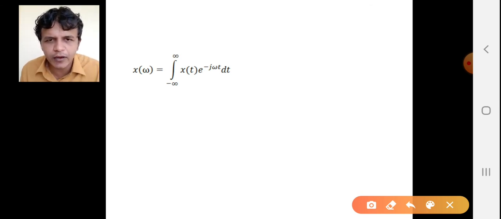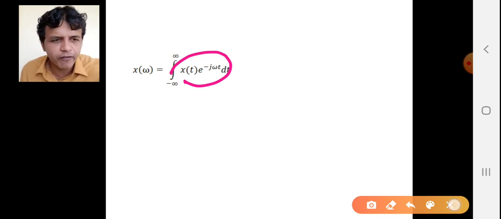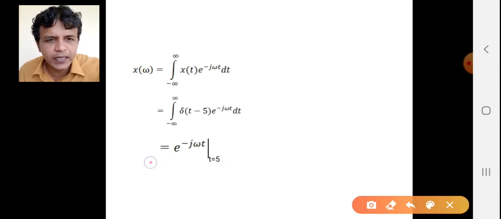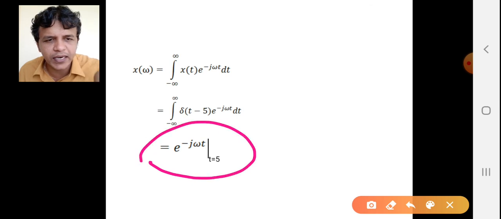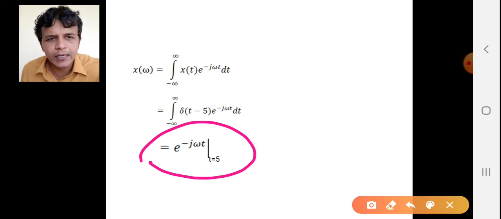For all the other values it is 0. So when 0 is multiplied by e power minus j omega t, it becomes 0. Only at t equal to 5 we will be having the signal, and the area under the curve of the impulse signal is 1. So we can integrate e power minus j omega t at t equal to 5. For all the other values of t, the signal becomes 0.